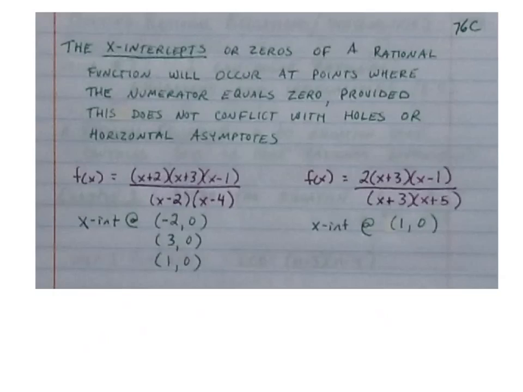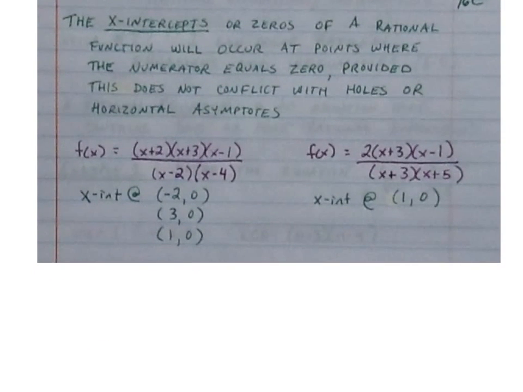The last key feature of a graph is the x-intercepts. And x-intercepts, or zeros, of a rational function will occur at points where the numerator equals 0, provided that this does not conflict with holes or horizontal asymptotes. So in the first example, I've provided it in factored form, so we can take a look and say that in this particular case, when x is negative 2, the numerator would be 0. So we have an x-intercept at negative 2.